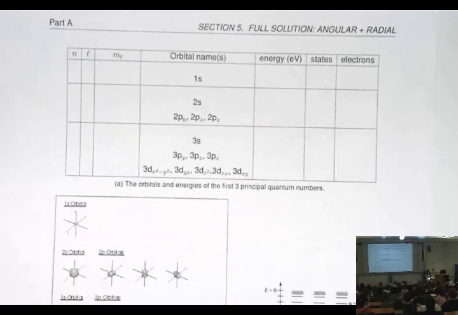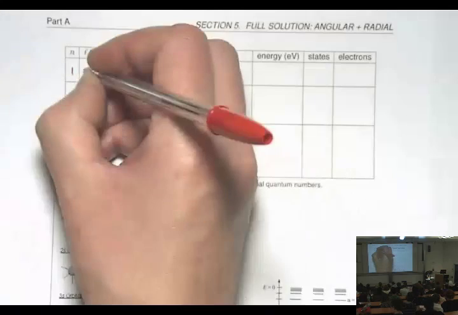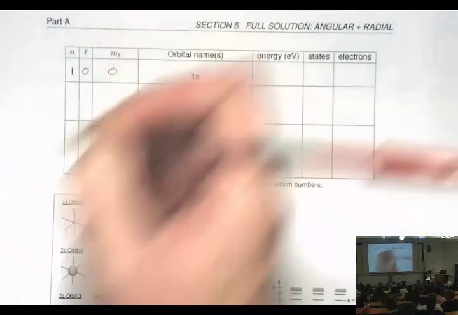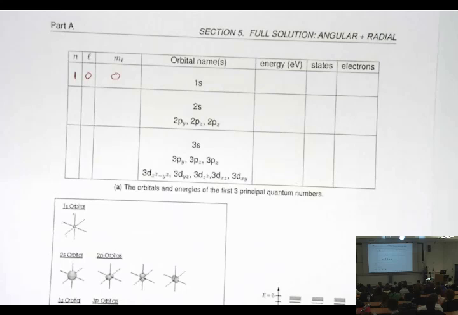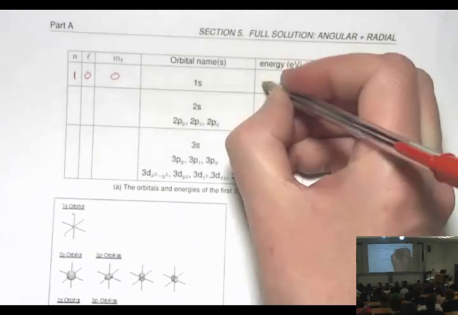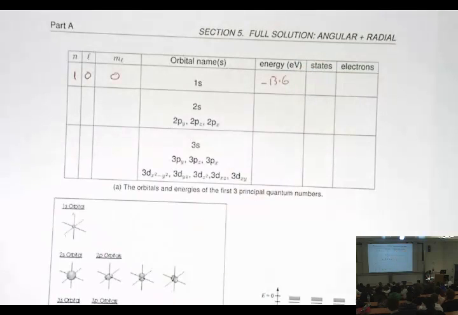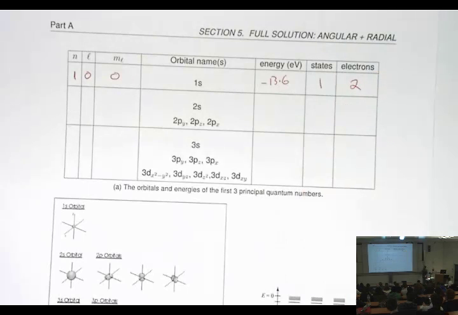And we're going to draw these out explicitly on the next page. So, n equals 1, l must equal 0, because it's got to be less than n, m sub l is also 0. So that's called a 1s state. So the energy we now know is minus 13.6 electron volts. It's one state, and that can take 2 electrons. I can fit 2 electrons in there.